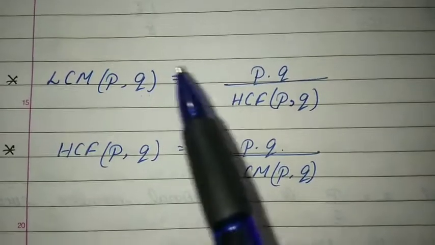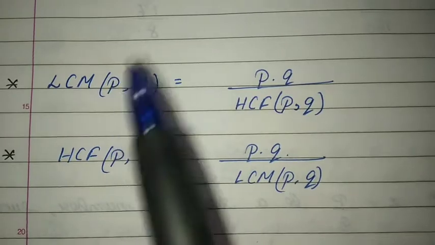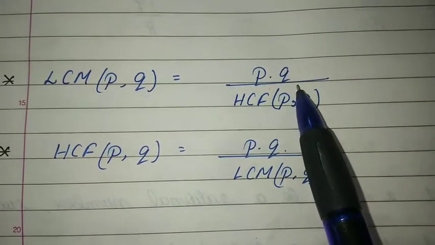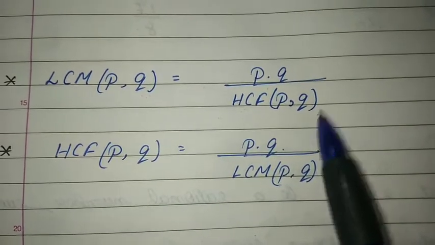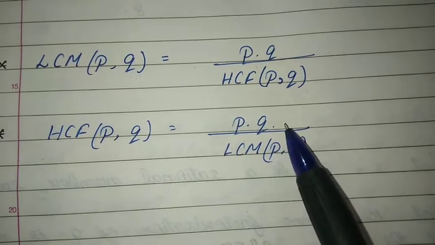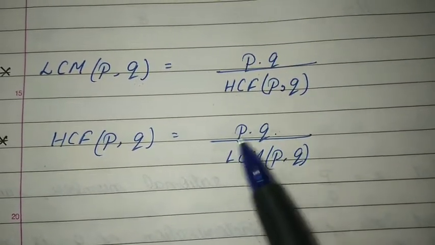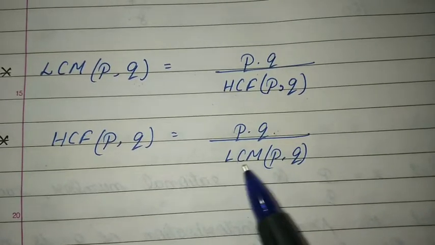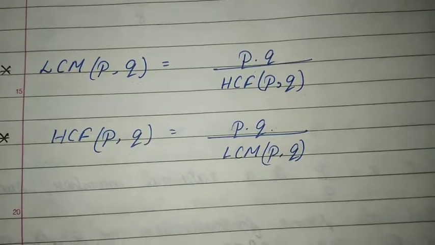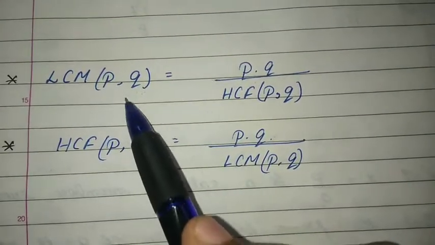So for finding the LCM of P comma Q, that is any two numbers, we will use this formula: the product of the two numbers divided by the HCF of those two numbers. The HCF of two numbers is the product of the two numbers divided by the LCM of those two numbers. If the two numbers and the LCM are given, then this formula will be used, or else we'll use the normal method to find the HCF. Even this is the same.